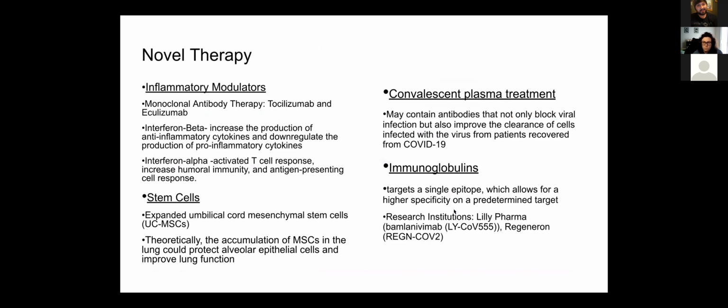All right. So novel therapy is mainly based on biologics, and we can see that all these are very similar. The first ones I want to talk about are the inflammatory modulators. Monoclonal antibody therapy is used for the side effects, you could say, or to combat something that's causing a major side effect of the infection.